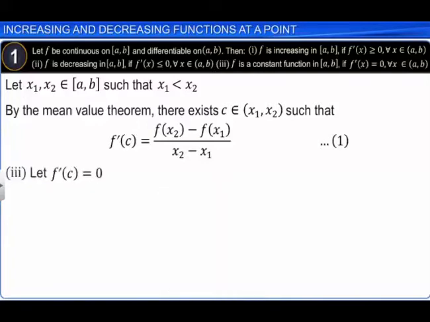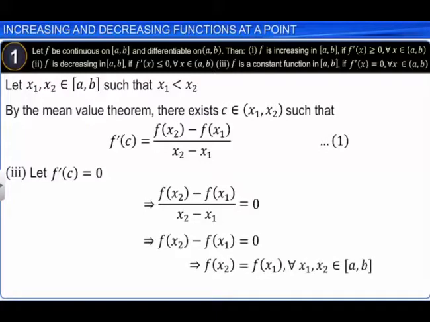In this case, let's consider that the derivative of f at point c is equal to 0. This implies that the right-hand side of equation 1 is equal to 0. On simplifying, we get f of x2 is equal to f of x1. This equality is true for all values in the closed interval a comma b. This implies that the function has a constant value for all the values in the interval. Hence, the function is a constant function.